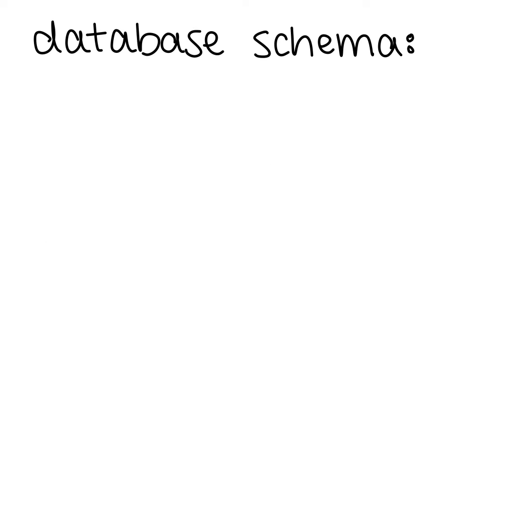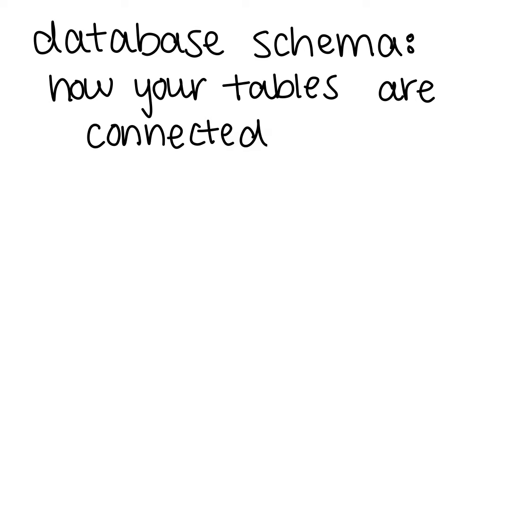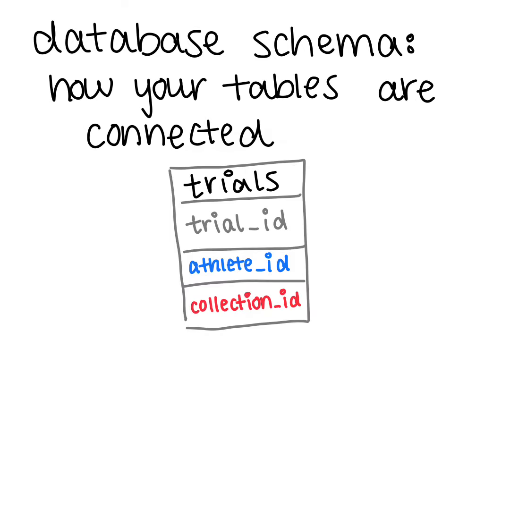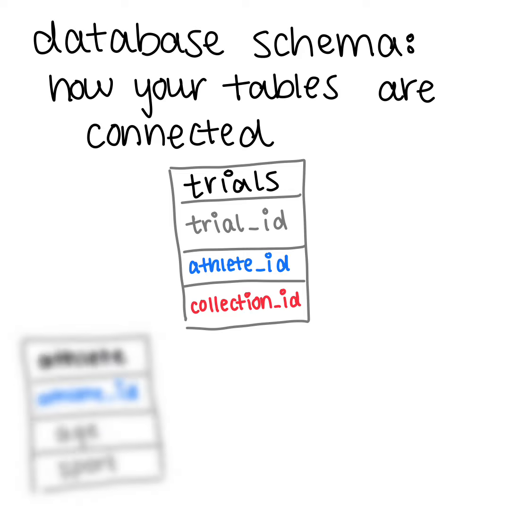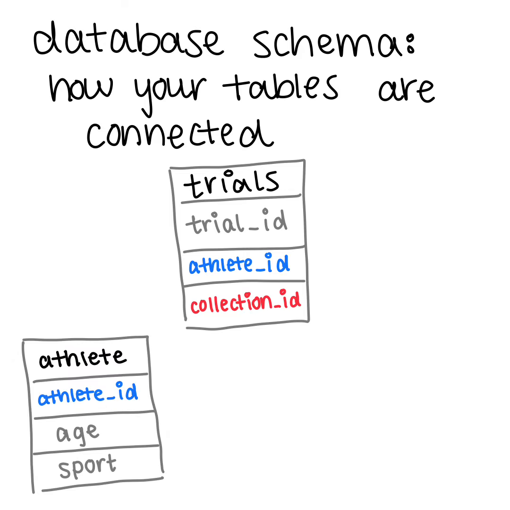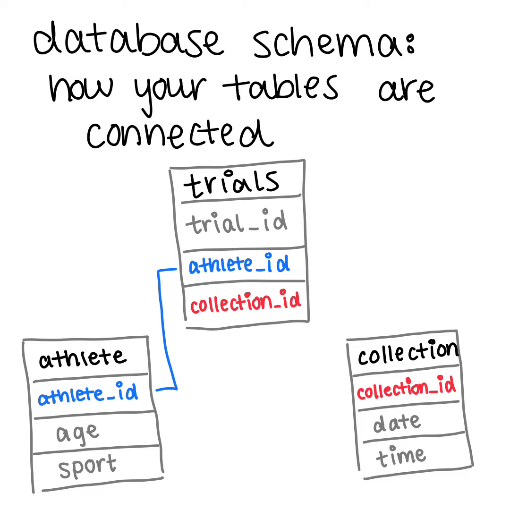To give you an example of a database, we're going to talk through a schema, which basically means how your tables are connected in a database. So our first table, we're going to have trials, which is going to contain information about a trial collection that we did, which also has an athlete ID and a collection ID. And we can connect that information to the athlete table, which stores metadata about the athlete, such as their age and their sport, by using that athlete ID in both tables. And then similarly, if we wanted to know metadata about the collection, such as the date and time that it occurred, we can connect the trial table to the collection table using the collection ID.